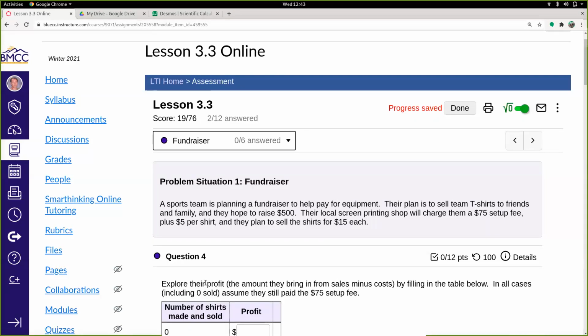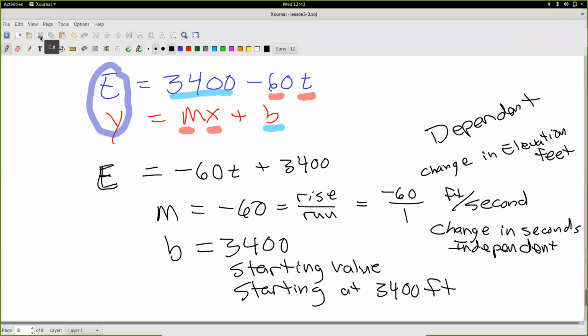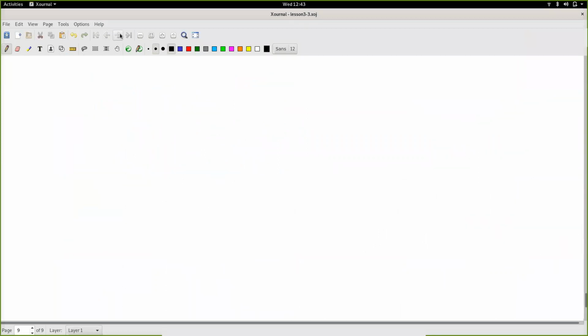Problem situation 1. So the sports team's planning a fundraiser to help pay for equipment. Their plan is to sell T-shirts to friends and family and hope to raise $500. The local screen printing shop will charge them $75 to get things set up and then $5 per shirt. And they plan to sell the shirts for $15. So I just want to talk about how the setup's going to work on this. And then I'm going to set you guys into groups to try and answer these questions. So, notebook. I'm just going to write a summary of that. So you may want to reread that on your own.